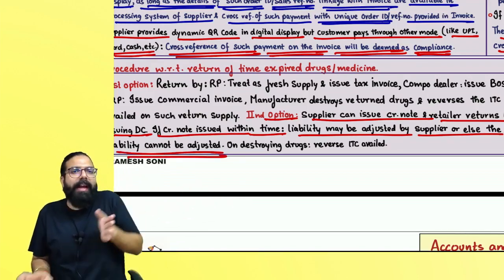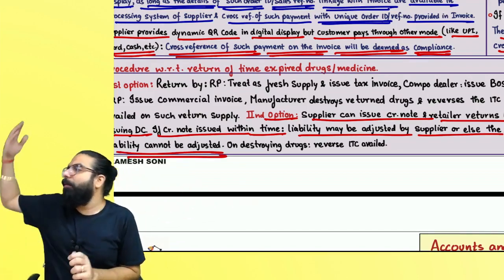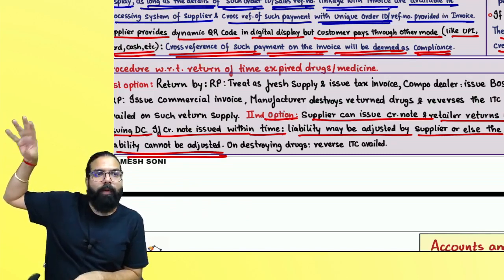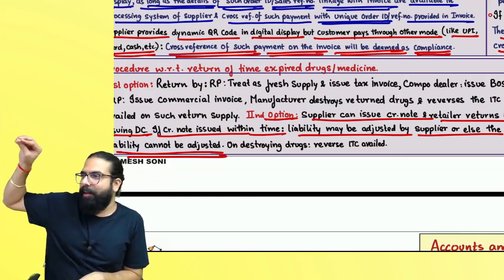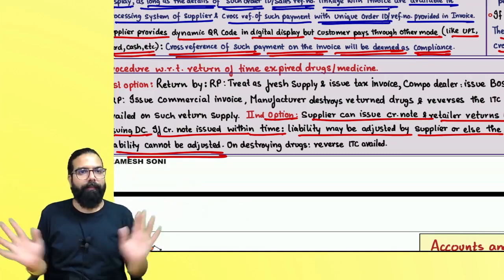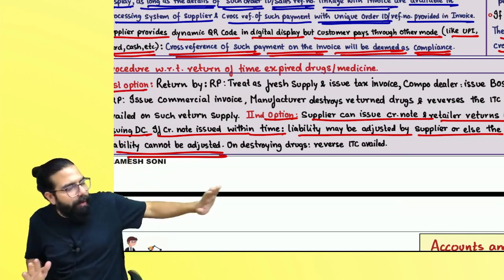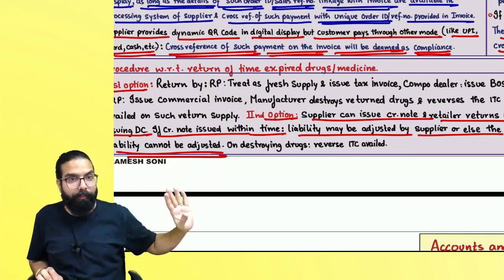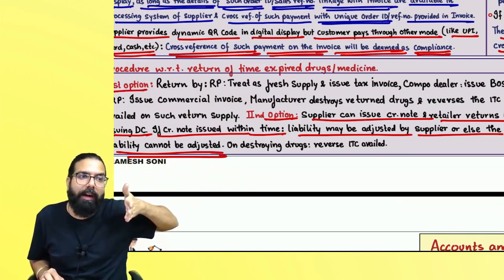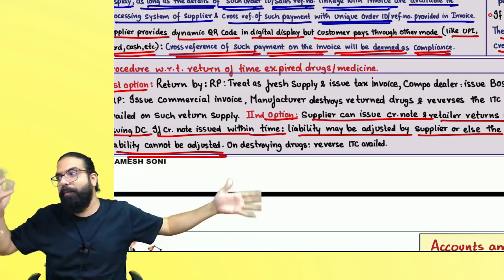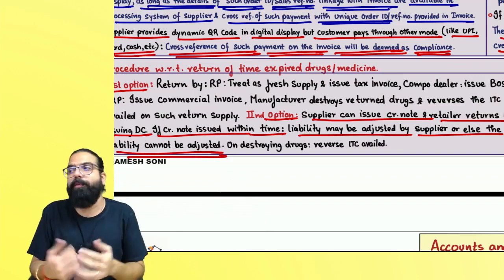When he returns the expired drug, you will destroy the drugs, and whatever ITC you had taken on the inputs to make the drugs, that ITC will be destroyed. Second option over here, which government gave: the time limit is gone and he returns the drugs. In that scenario, even if you issue a credit note, your adjustment of liability will not be given. So you have one more option which you can do.